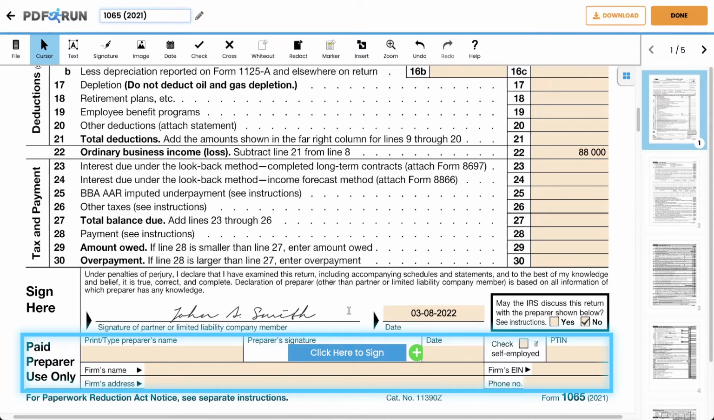Enter the name of the preparer. Have the preparer sign the form in the space provided. Enter the date that the preparer signed the form. Check the box provided if the preparer is self-employed. Enter the preparer's preparer tax identification number, PTIN. Enter the name of the firm that the preparer works for, if applicable. Enter the firm's EIN, if applicable. Enter the firm's number, street, city or town, county or state, country, and zip code, if applicable. Enter the preparer's primary phone number.